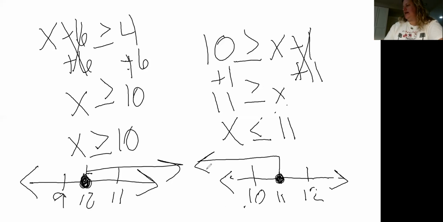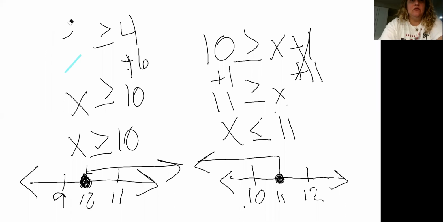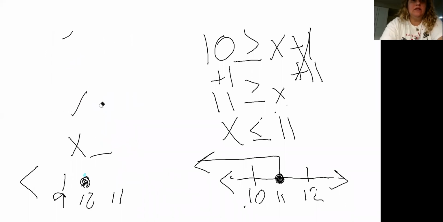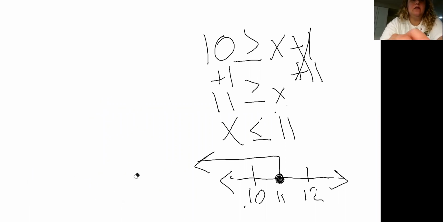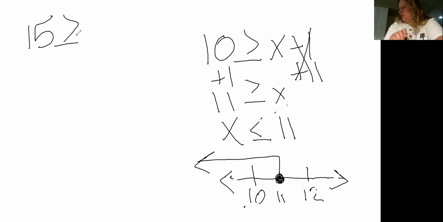Okay, the last example we're going to work together is on page 335. It says 15 is greater than or equal to 6 plus x.